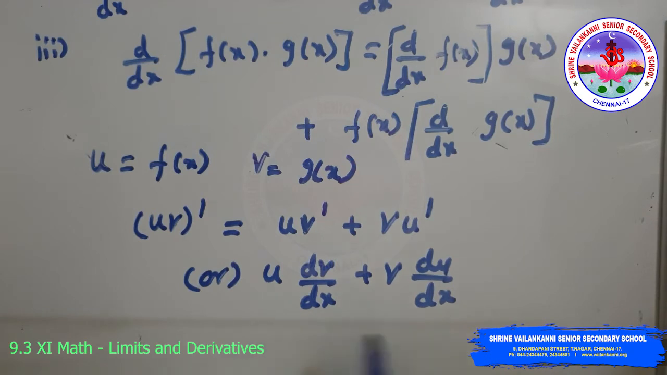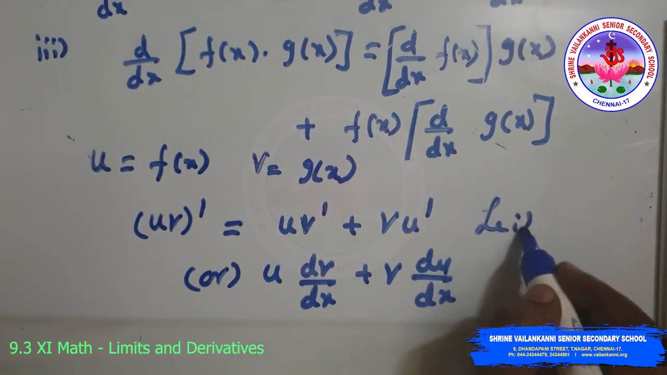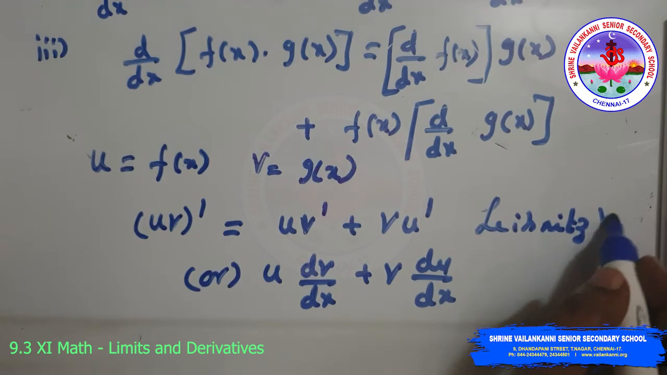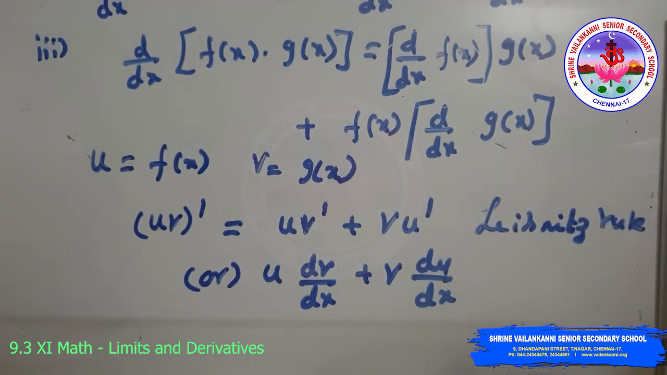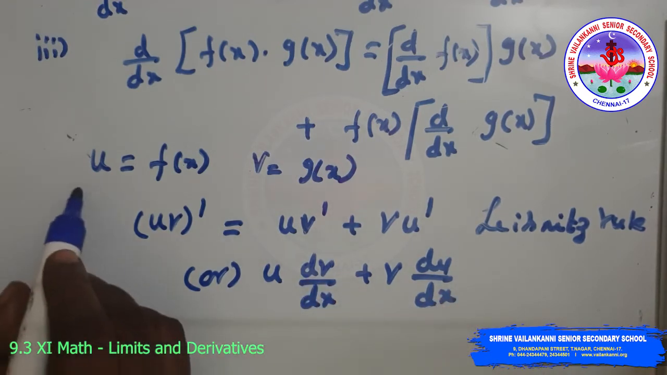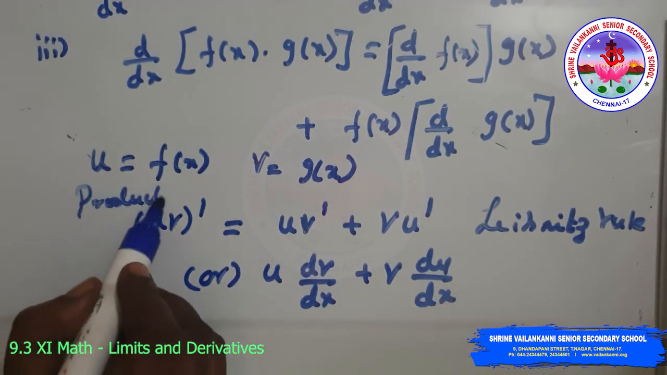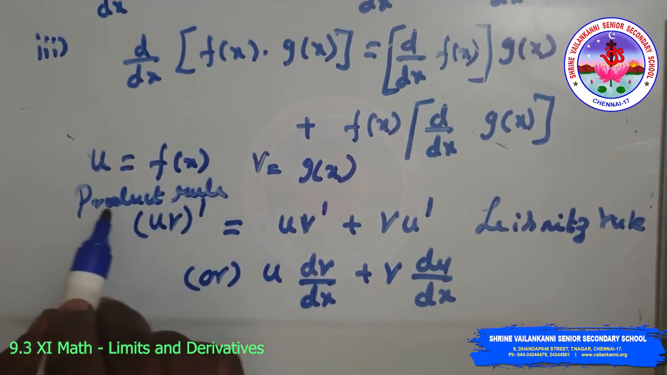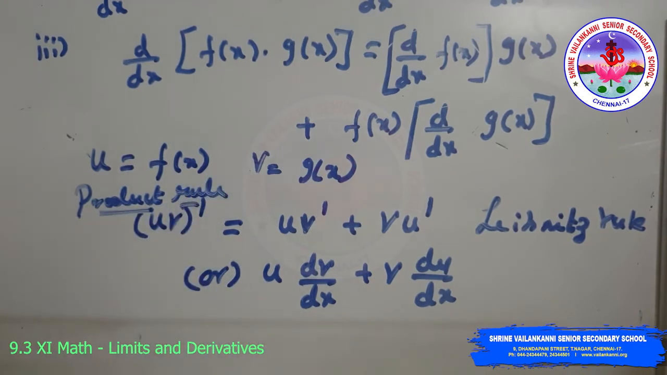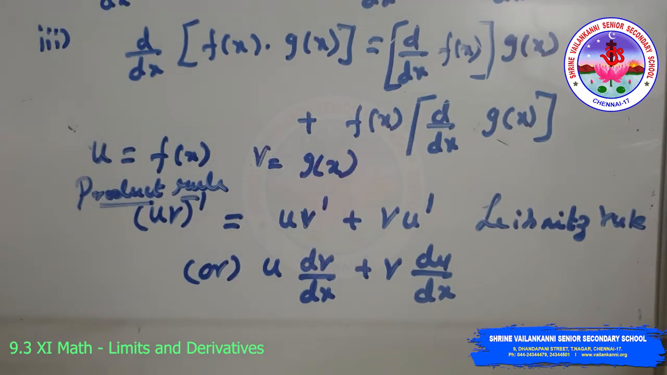This is referred to as the Leibniz rule for differentiating the product of functions, or this is called the product rule, which we are going to use everywhere in the derivative of a function. If any two functions are given to find the derivative, we have to use the product rule.